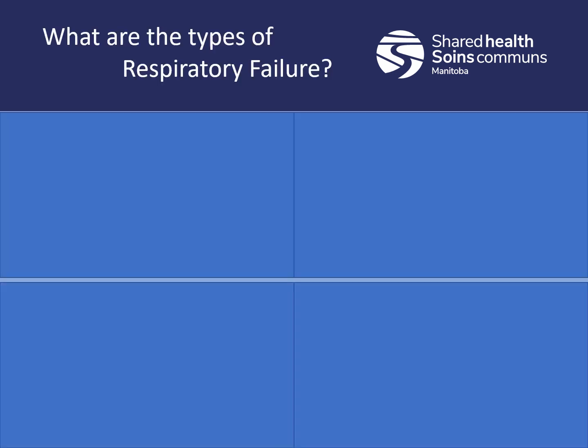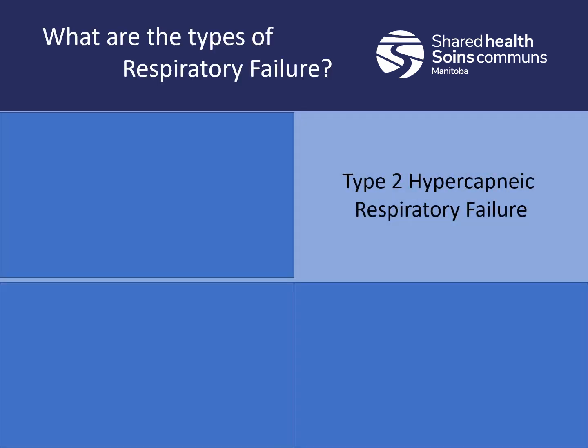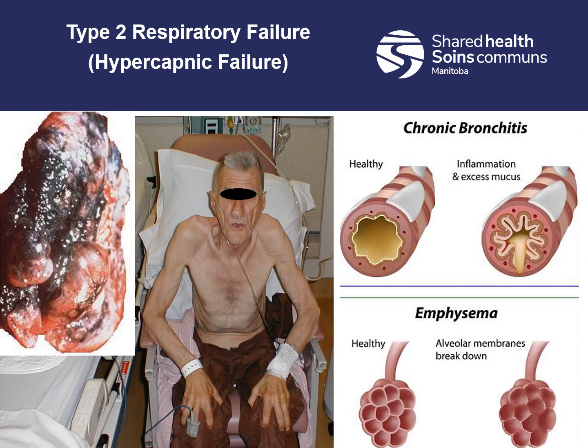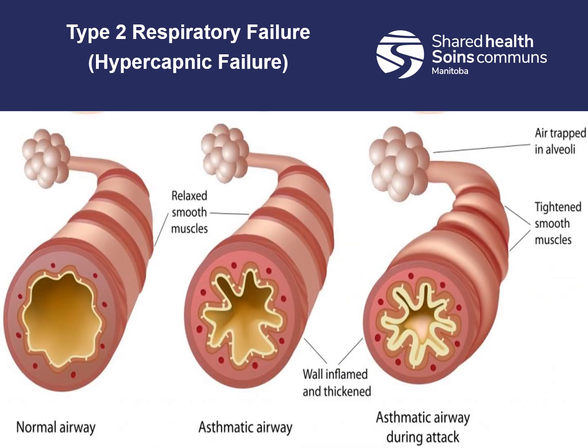Our type 2 respiratory failure patients are our hypercapnic patients. These are air trappers. So what we typically think of are COPD, bronchitis, emphysema, asthma, or other restrictive airway diseases. There are a few others here that we'll get into as we go along. But in that typical kind of presentation, we have our normal airway on the left.